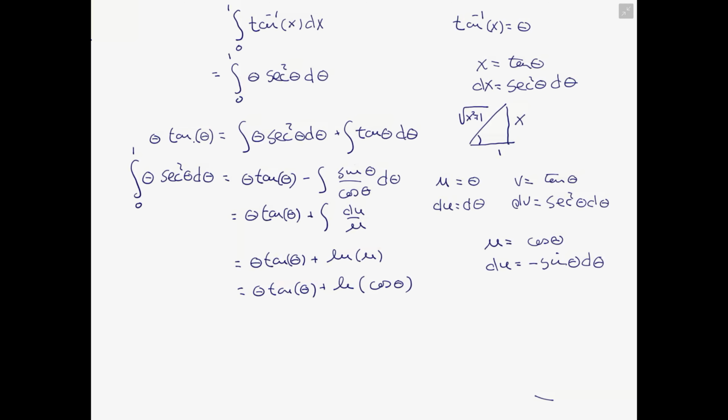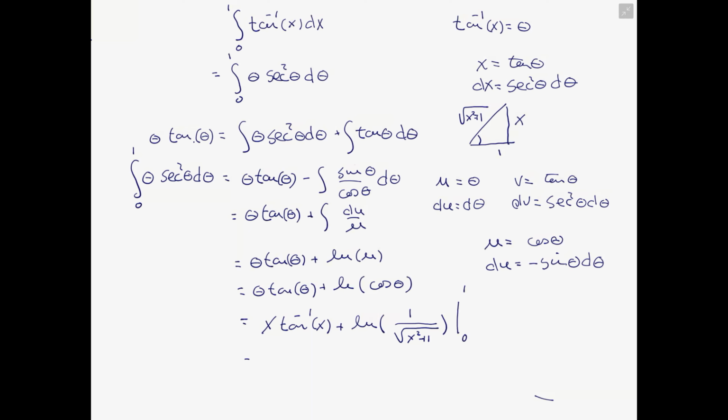And now we go back to the original variables. So tan theta is x. So we have x arctan of x plus the natural log of 1 over the square root of x squared plus 1, all between 1 and 0.